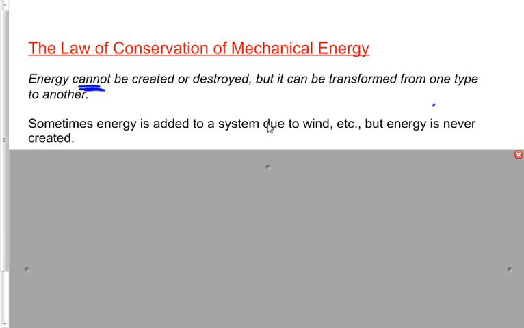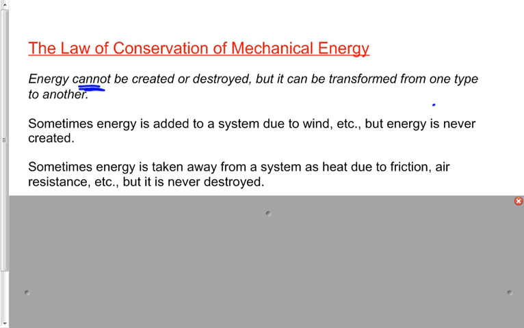Sometimes it appears as if energy is added. Energy is created. You've got a sailboat out in the water. It's just sitting there. It's not moving. A wind comes up. The sailboat starts moving. Kinetic energy was created, right? No, kinetic energy was added to the system, but it wasn't created. It came from the wind, from the kinetic energy within the wind. So sometimes you add energy to a system and take energy away from a system. There's a change in energy, even within the whole system, but it's still never created or destroyed.